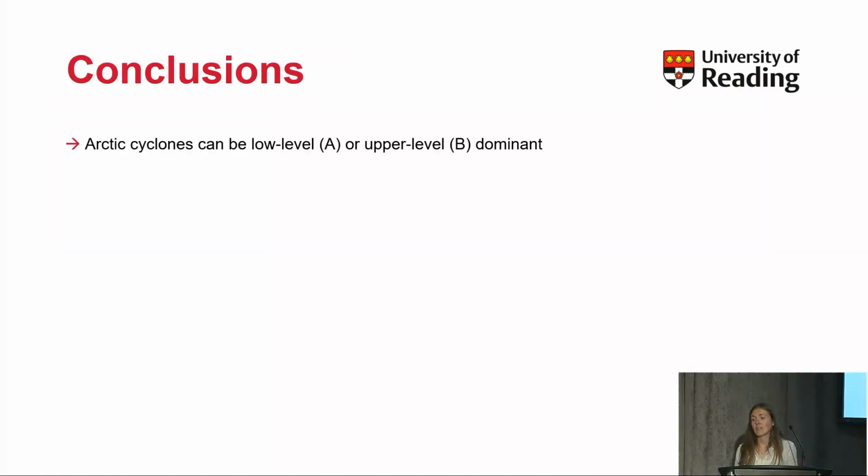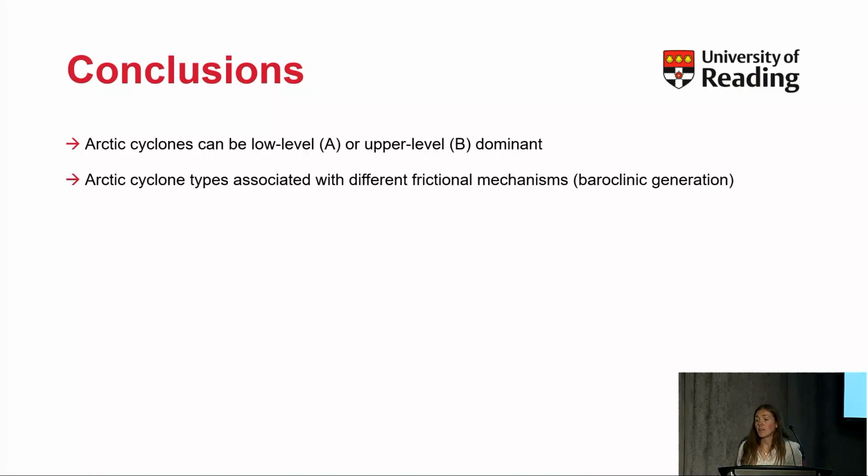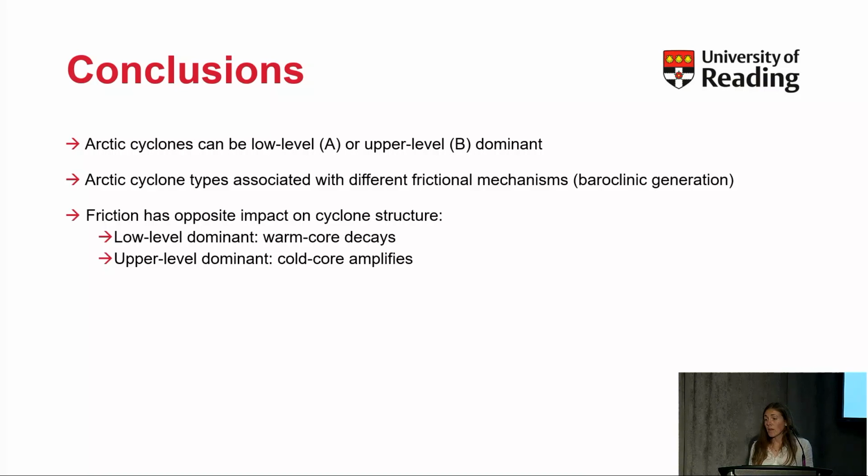Okay, so conclusions. Arctic cyclones can be low-level or upper-level dominant, and I showed an example of each case. And I showed that the frictional mechanisms acting in those two cyclones are different due to the different cyclone structure. And I also showed that friction then has the opposite impact on cyclone structure. So in a low-level dominant cyclone, the warm core structure will be decayed, but in the upper-level dominant cyclones, the cold core is amplified by friction.